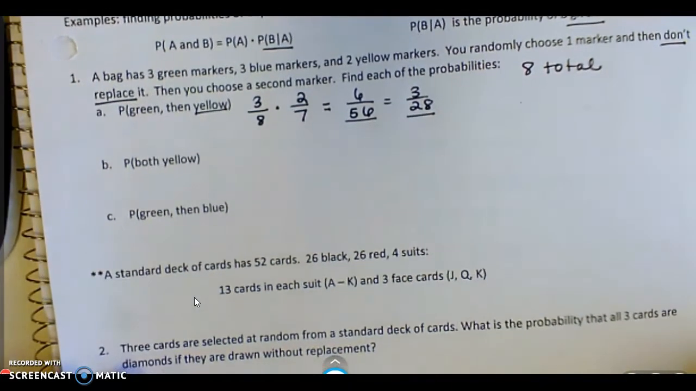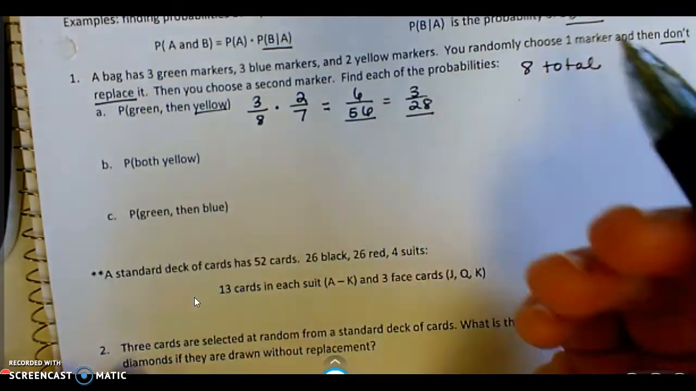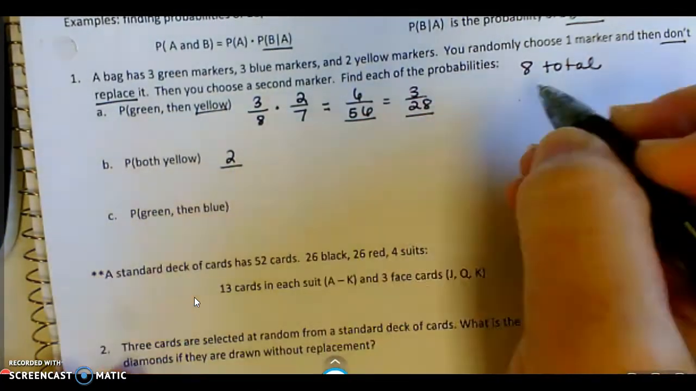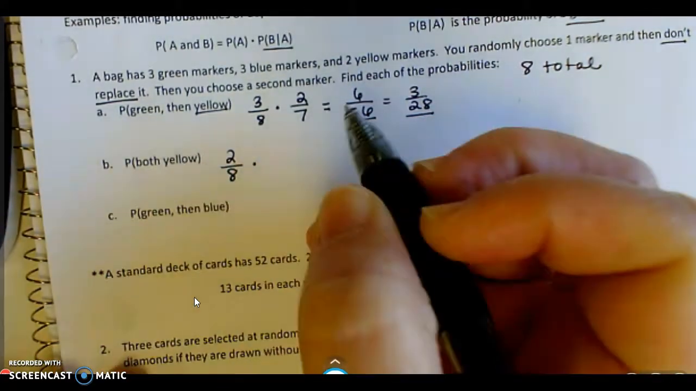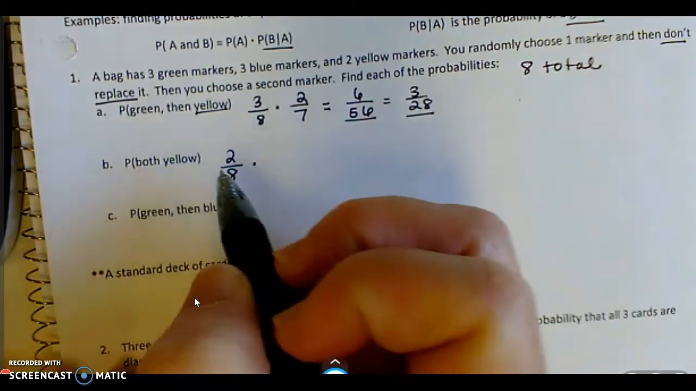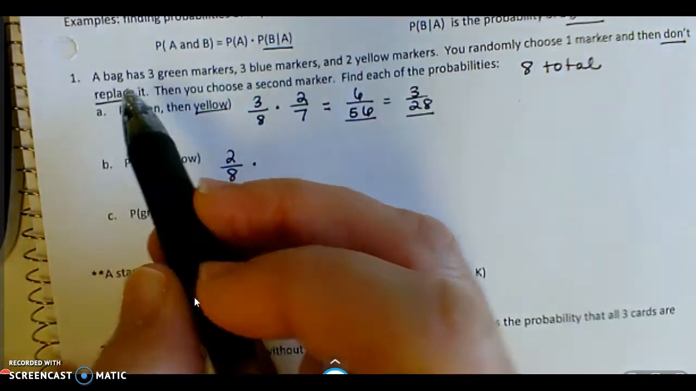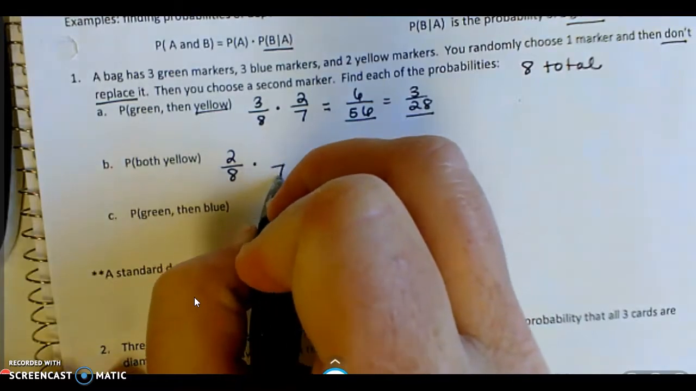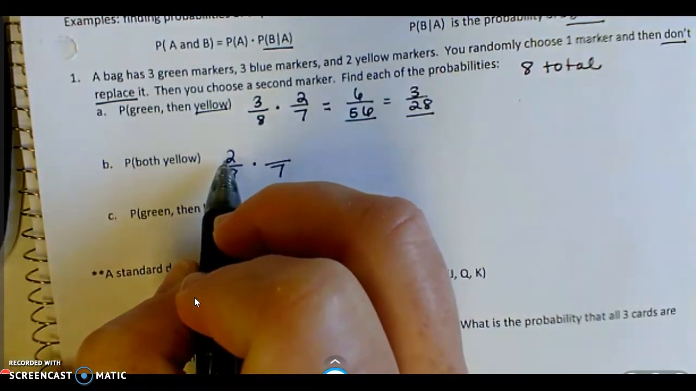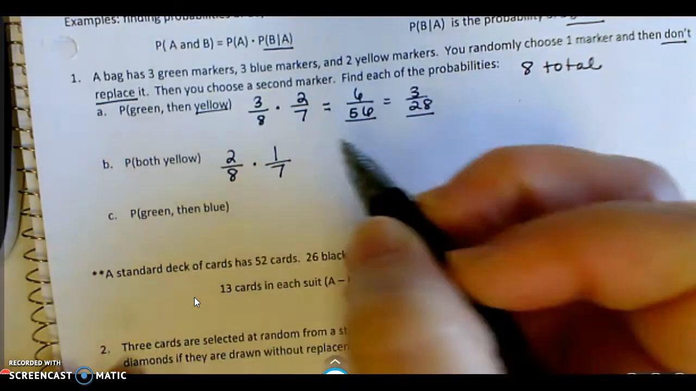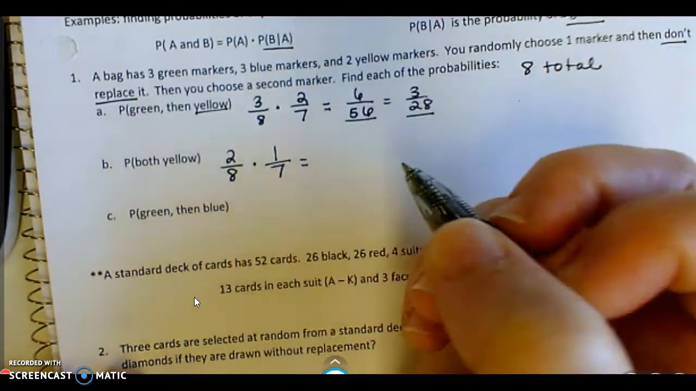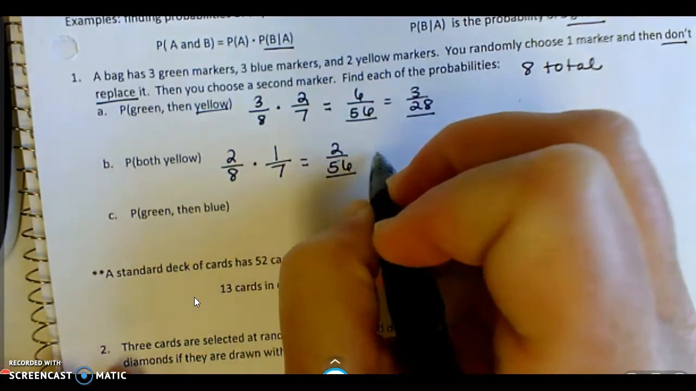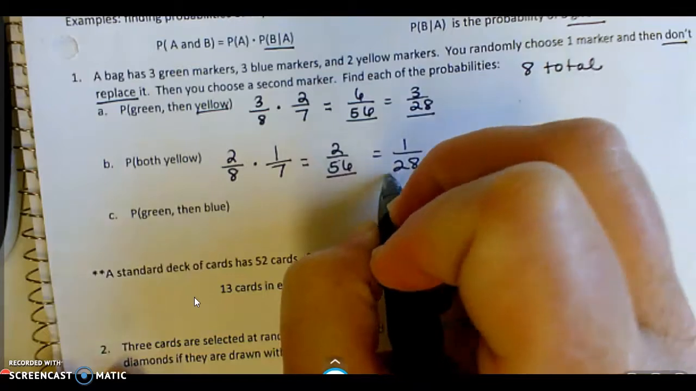Alright, B, probability of both yellow. I'm choosing yellow at the beginning, so it's 2 out of the total. My second yellow, because it says you don't replace it, I have to change. And there's only 7 in the box now. I've already chosen one yellow. There's not 2 to choose from. There's only 1. So I have that. And then I multiply. And so it would be 2 out of 56. Or if you reduce it, 1 over 28.